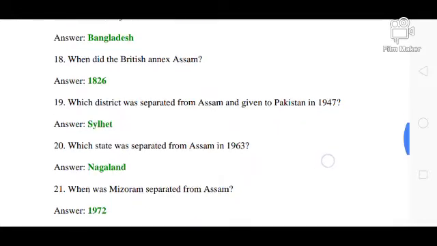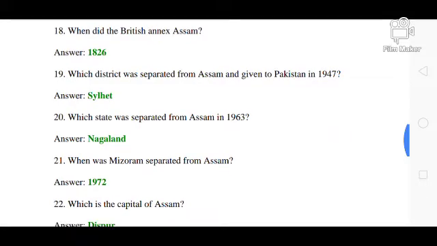The correct answer is 1826. Next question, which district was separated from Assam and given to Pakistan in 1947?